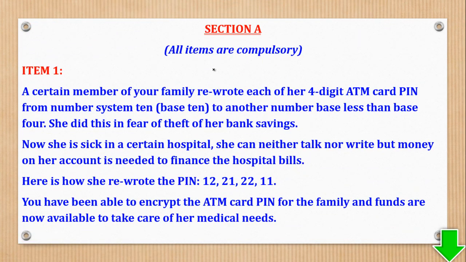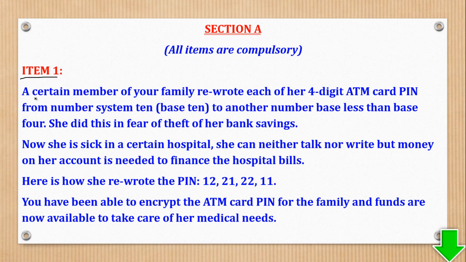So this paper contained two sections. Section A had 2 items, and section B also had 2 items, and the student was supposed to attempt any one to make the 4 items. But for us, because this is the revision, we shall go through all the 4 items.